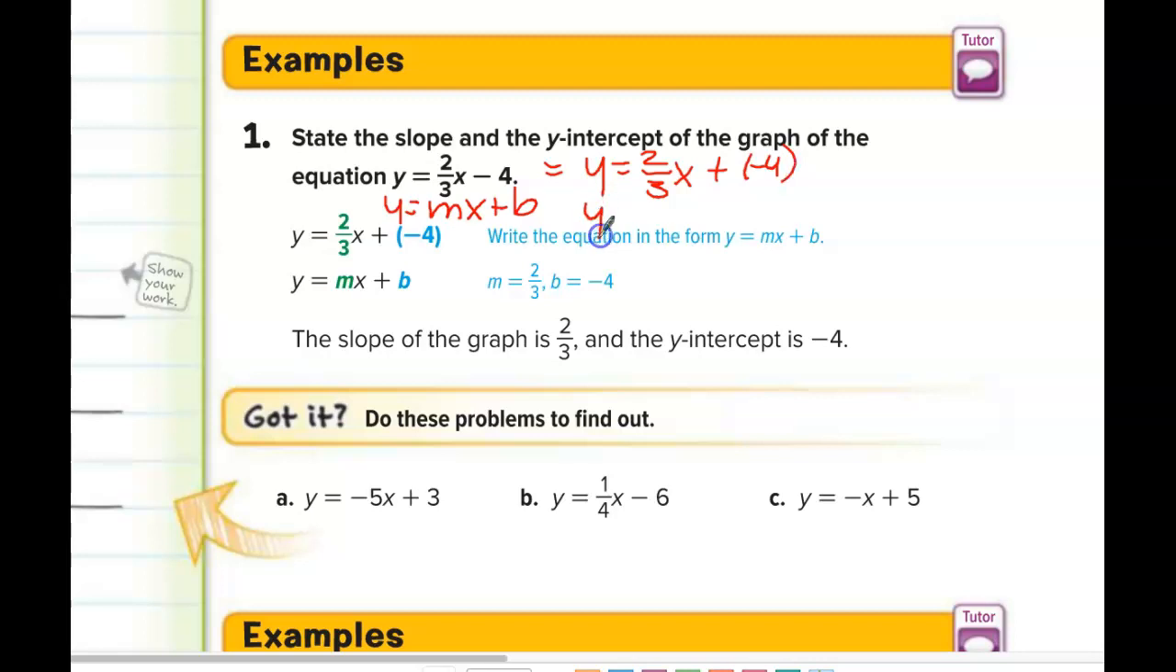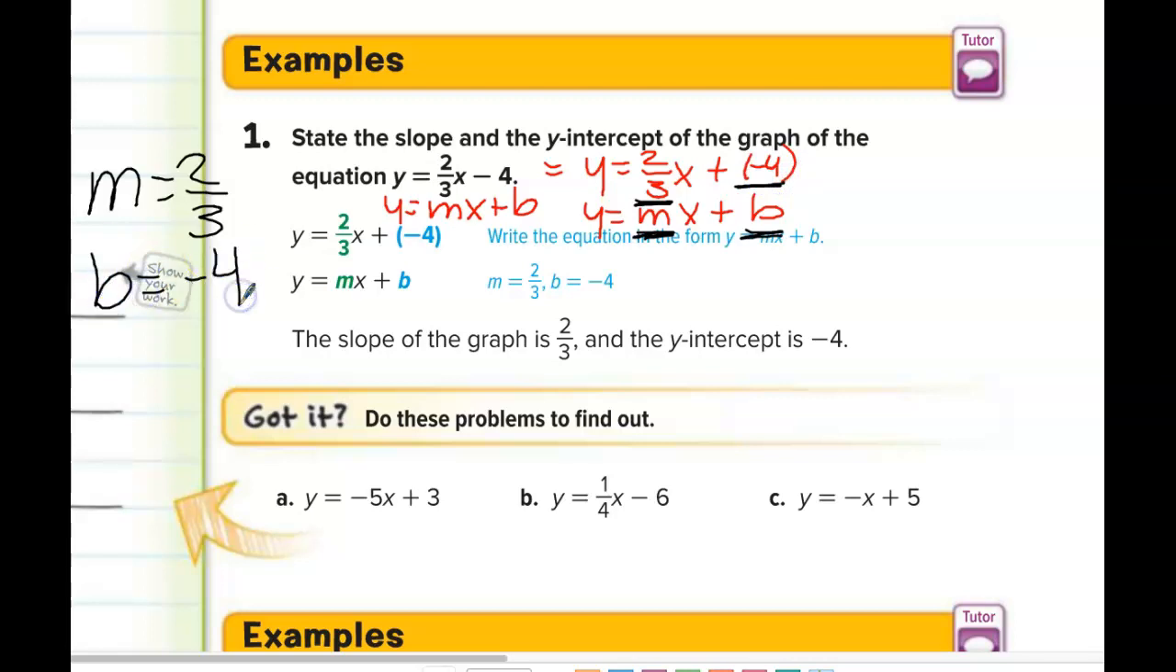So now, what is my slope? Where do you see M? You see M right here, right? What's in place of M in that equation? 2/3. So slope is 2/3. Okay? So B is my y-intercept. Where do you see B in my equation? So my B, or y-intercept, equals -4.